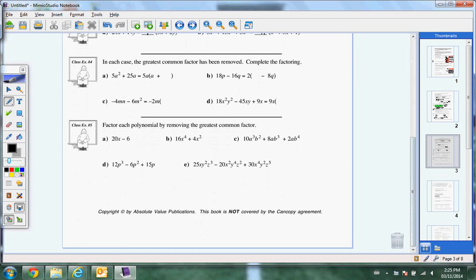Okay, in each case, the greatest common factor has been removed to complete the factoring. So they took out a 5a. What would that make this? What's 25a divided by 5a? 5. Good, a 5. Does that make sense? So 25 divided by 5 is 5. A divided by a cancels. It's gone. You took it out. Okay, how can you check that? You can check that by multiplying. What's 5a times 5? 25a. Okay. All right, Xander, what's going to be right here? What's the missing piece there on B? They took a 2 out.